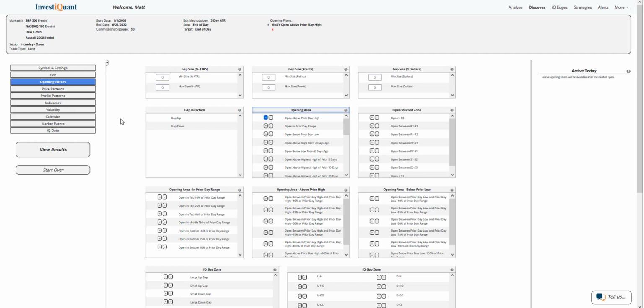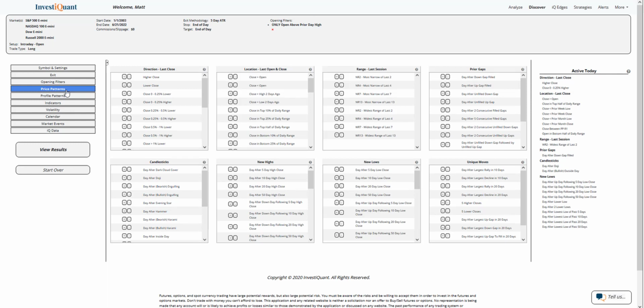Next thing I'm going to do is go to the price patterns library, and in the candlesticks section, I'm going to say that yesterday, or Friday, was a doji candlestick, and that's available on the active today. You can see it's already right there. All I got to do is click on it. Once I click on it, it adds it to the test.